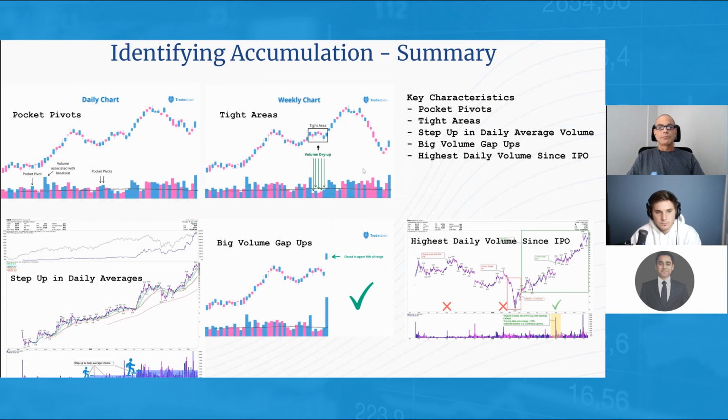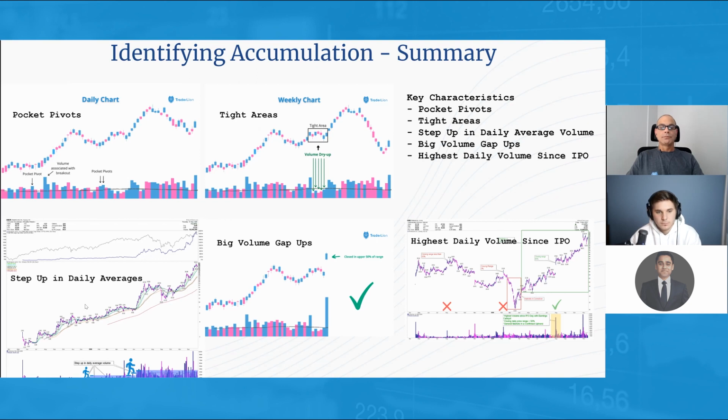To summarize what we've covered in this section on how to identify accumulation, we went through subtle accumulation, which could be on below average volume within a base, which is pocket pivots. That's something you want to look for as a stock is base building. The second thing that we covered is tight areas. We said constructive tight areas have a dry up in volume. Non-constructive tight areas have above average volume. So you want to look for the constructive tight areas.